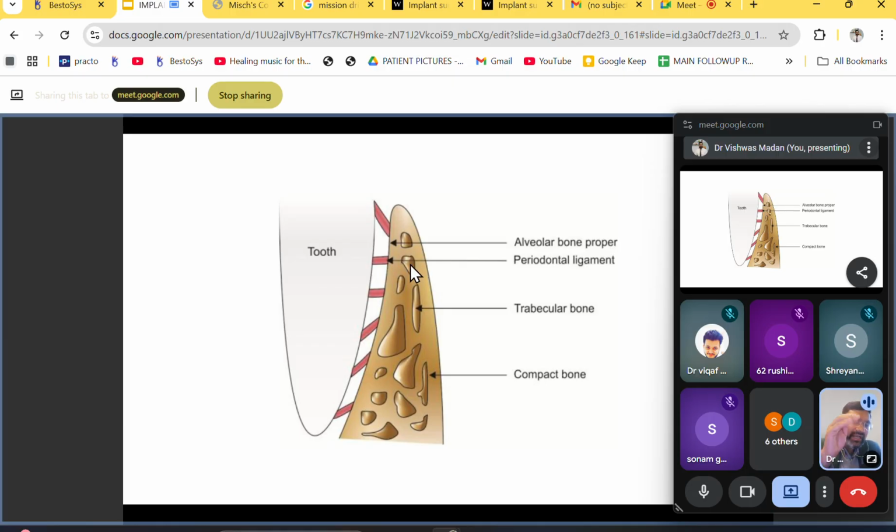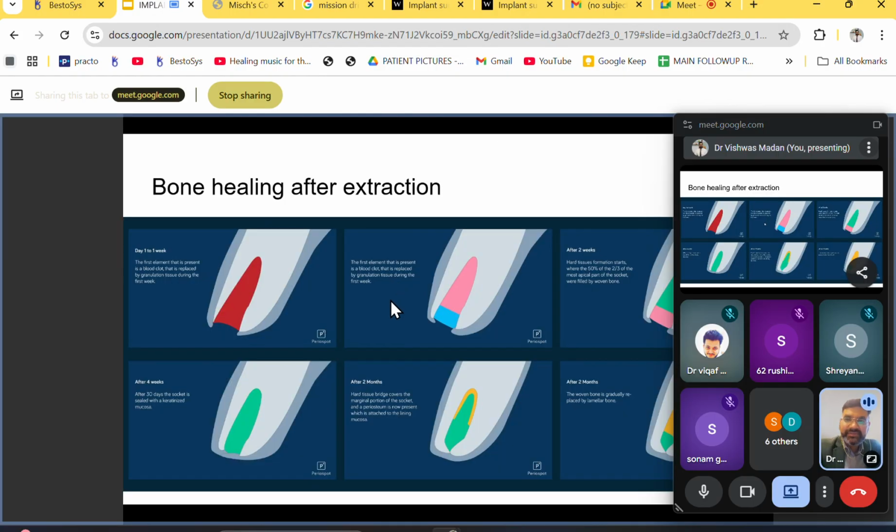Okay, till what level will it resorb? It will resorb till the level of wherever the maximum trabeculae are present to support its healing, to support its deposition, right? So that has been the sequence of bone healing after the extraction.